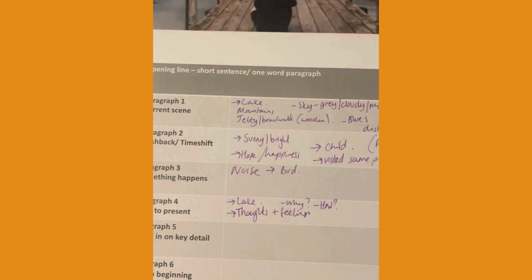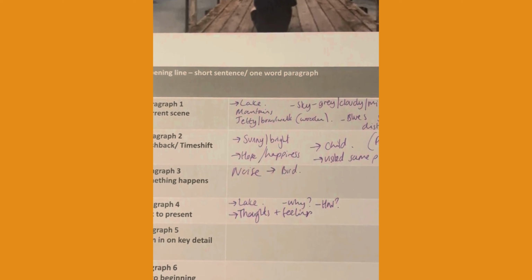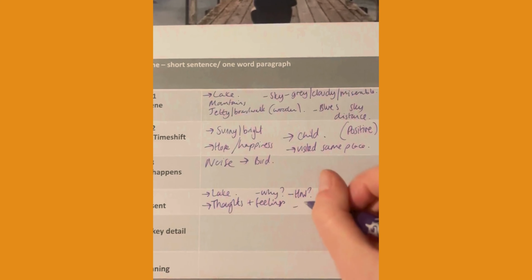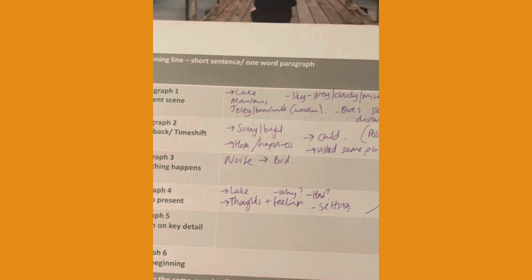Is this an end point? Is this a point where they're thinking about something different? Are they waiting for someone? Have they lost someone? Are they about to lose someone? It could be anything. That's down to you and your imagination. But if we can go to the thoughts and feelings, we're back in the present. We want a little bit more setting here as well. And that can link back to our first paragraph, our current scene.